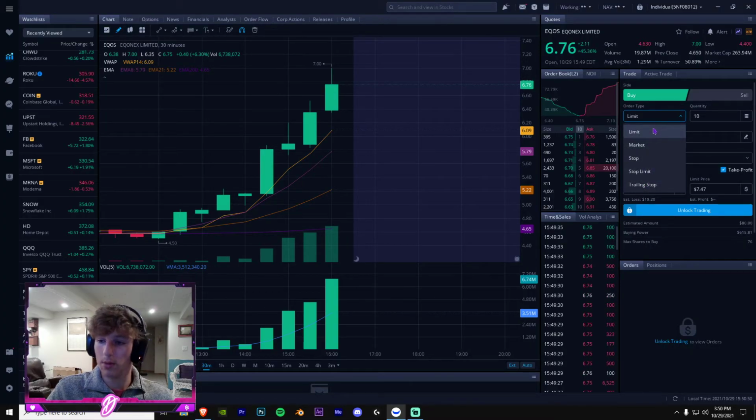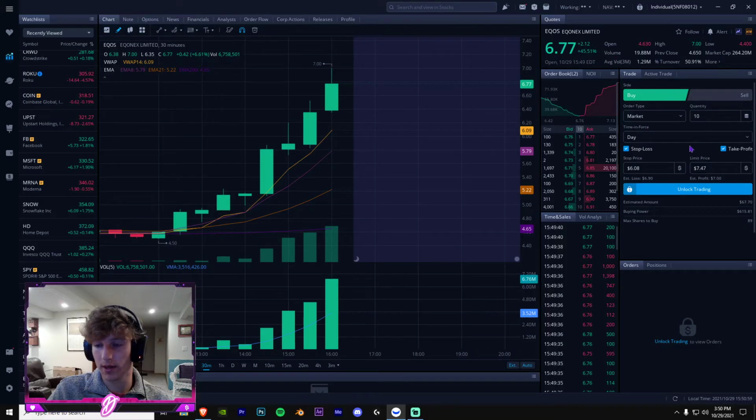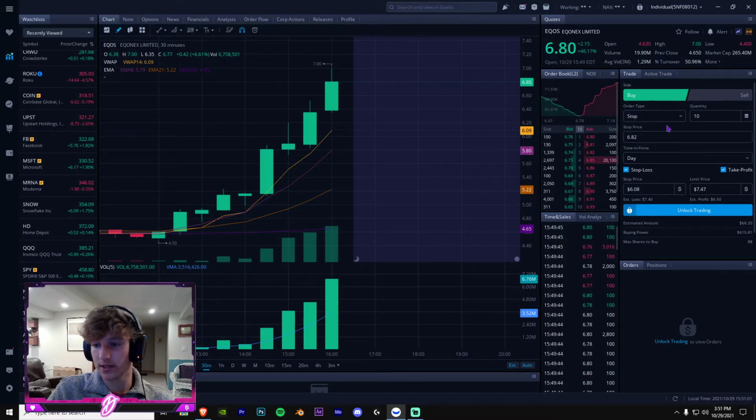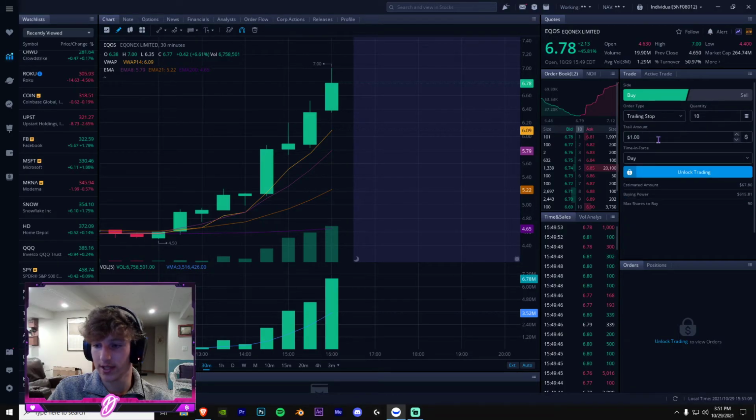But hopefully, if you guys have any questions about any of these types of orders, just know limit is the exact price you want. Market is just whatever the market price is at. Stop is if it reaches that price, it will sell for you. Stop limit is if it reaches a certain price, it will sell at another price you want it to sell at. And then trailing stop is just the stop loss that keeps going up however much the stock goes up.